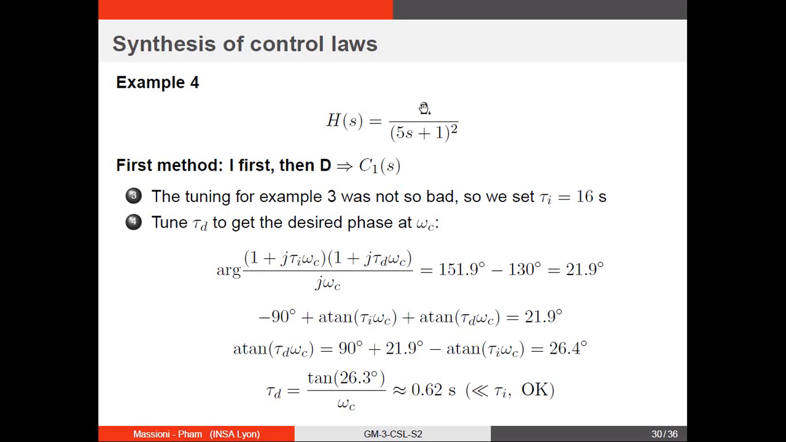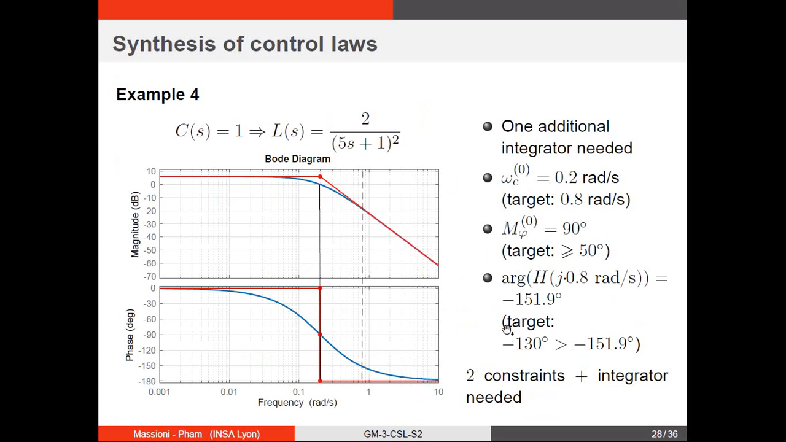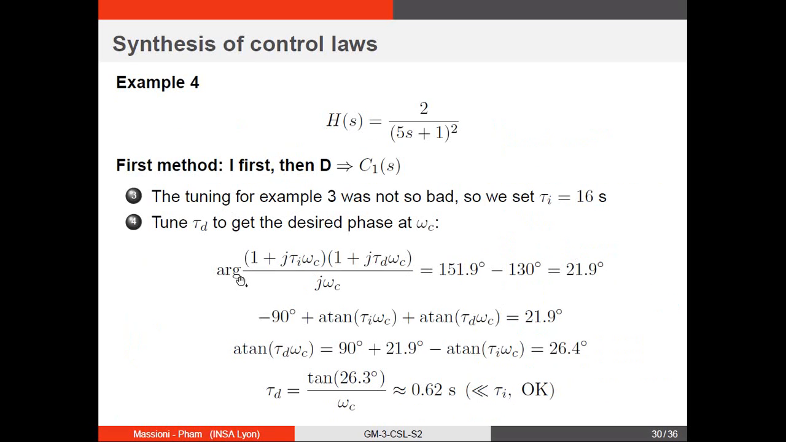The phase at omega c is the phase of H plus the phase of the controller. This is the phase of the PID controller, right? At omega c, we need 21 extra degrees. 21 is the difference between minus 130 and minus 151.9. So the extra contribution of the controller must be this value. Here tau I is known, omega c is known, and only tau D is unknown.